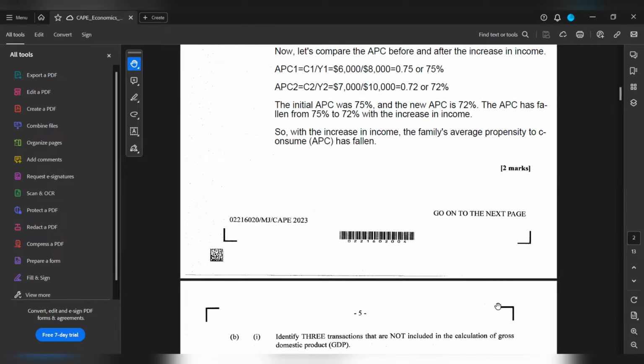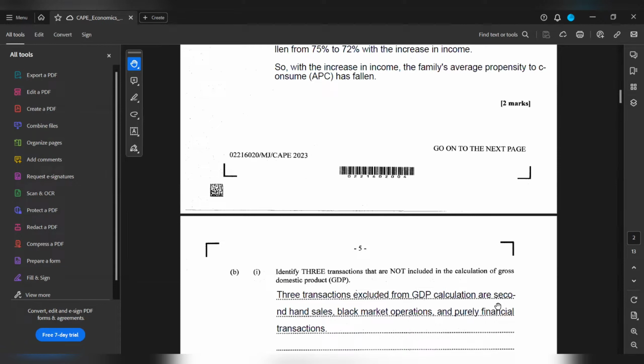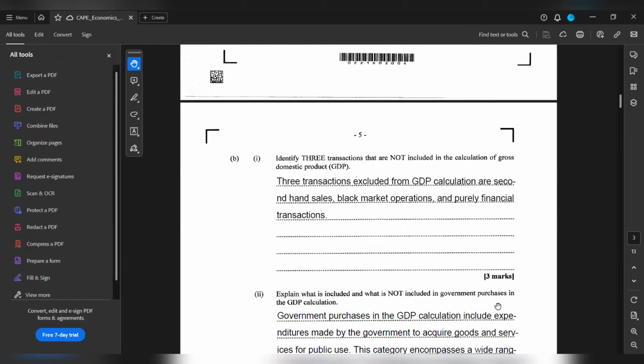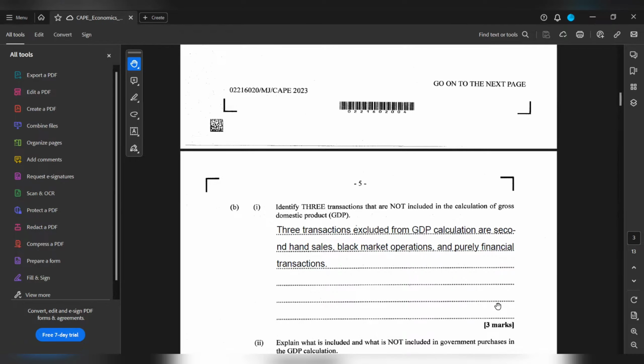B. Identify 3 transactions that are not included in the calculation of gross domestic product, GDP. 3 transactions excluded from GDP calculation are second-hand sales, black market operations, and purely financial transactions. Part 2, explain what is included and what is not included in government purchases in the GDP calculation.